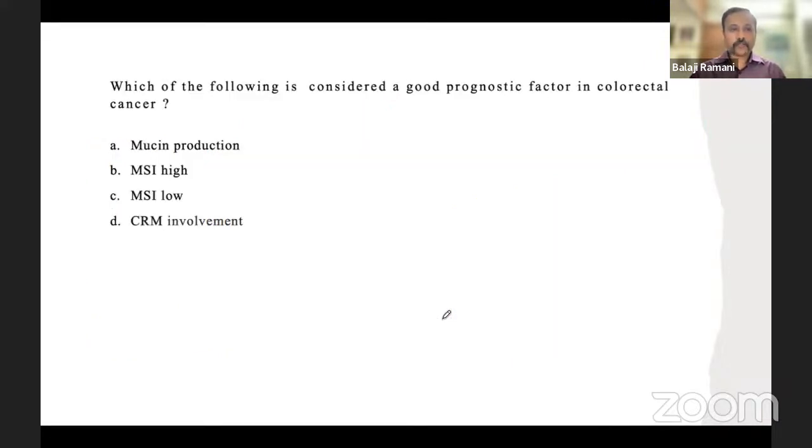I hope that makes things clear for you as far as that particular staging is going to be concerned.